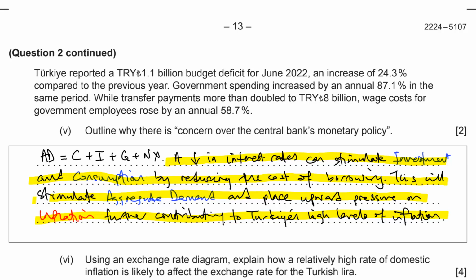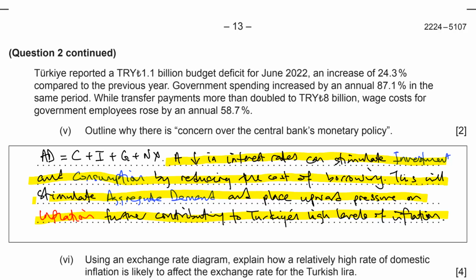Rather than increasing interest rates, which is what they should be doing, they actually decrease interest rates. That in turn will stimulate investment and consumption, and therefore raise aggregate demand, and that puts pressure on inflation. If you had space, you might want to mention something like via the aggregate demand, aggregate supply model. But yeah, there's quite limited space here, so I think it's safe to assume that the examiners know that we're referring to that model.